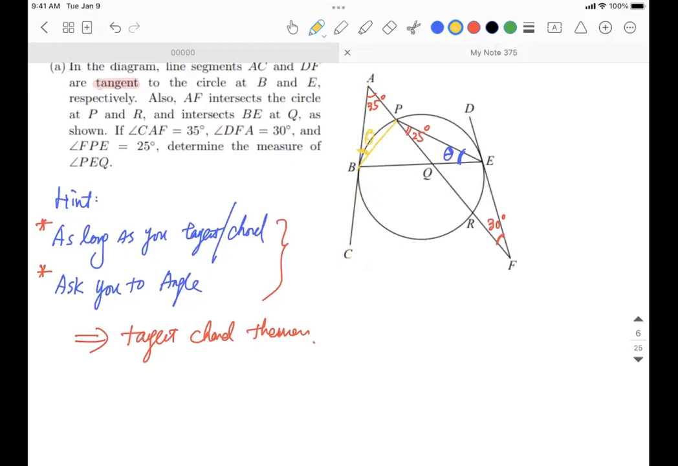This angle ABP is definitely equal to angle theta. Does it make sense? Because this is actually facing the same chord. All right.